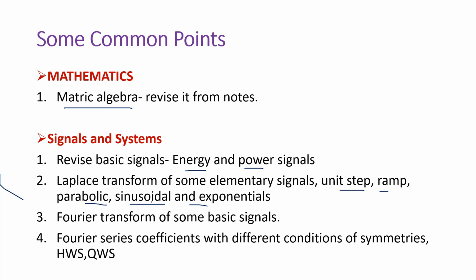And the next thing is the Fourier transform of some basic signals. And after that, the Fourier series coefficients with the different conditional symmetries. I have mentioned the half-wave symmetry and quarter-wave symmetry. So please look into these symmetry concepts for Fourier series, and according to these symmetries, how your Fourier series coefficients, meaning an, bn, and the average value a naught, change. Please look at these things very carefully.